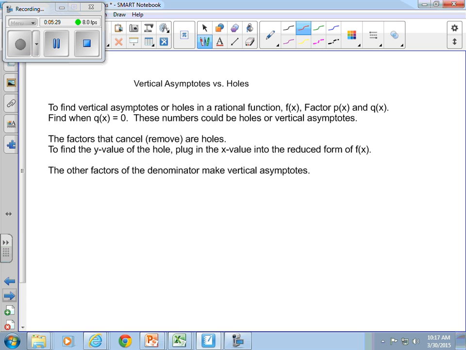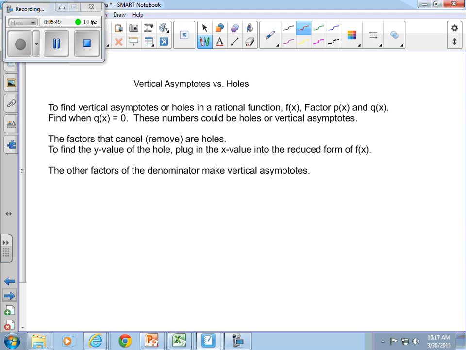Vertical asymptotes and holes. These two things are commonly confused. Vertical asymptotes and holes both happen at undefined places on the graph, or when the denominator is 0. In fact, 3 of the things we're going to be finding today are going to be when the denominator equals 0. That's going to be a really big deal.